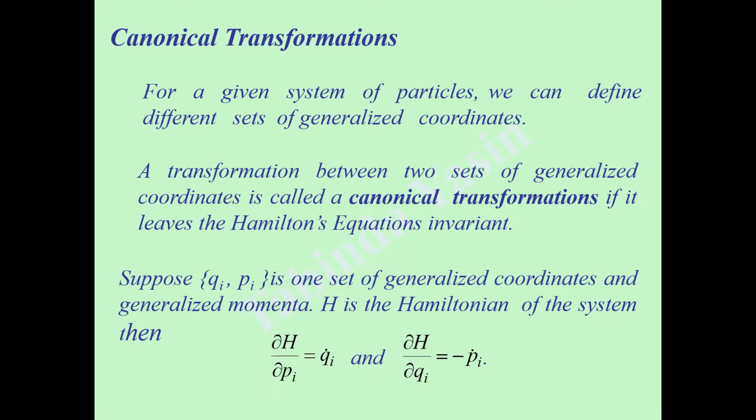Suppose we have two variables, q_i the generalized coordinate and p_i the generalized momentum, as one set. Capital H is the Hamiltonian of the system. Then we have the Hamilton's equations: partial H over partial p_i is equal to q_i dot, and partial H over partial q_i is equal to minus p_i dot.